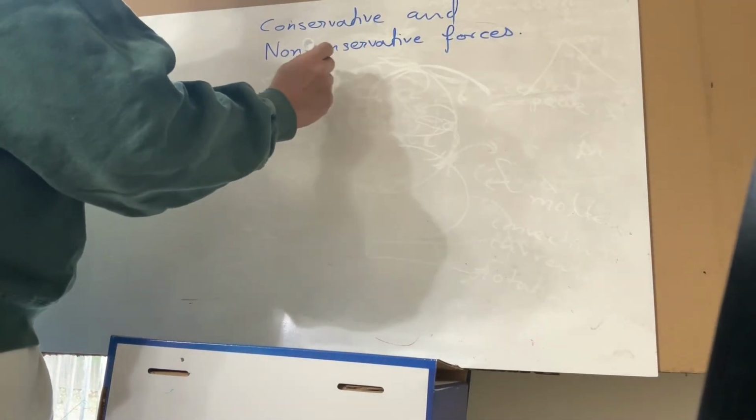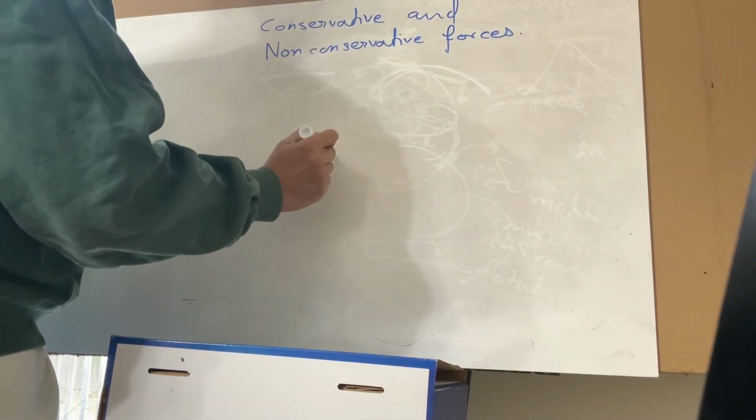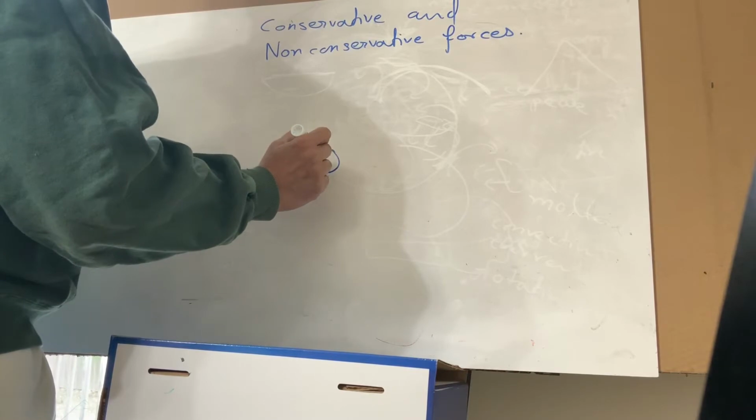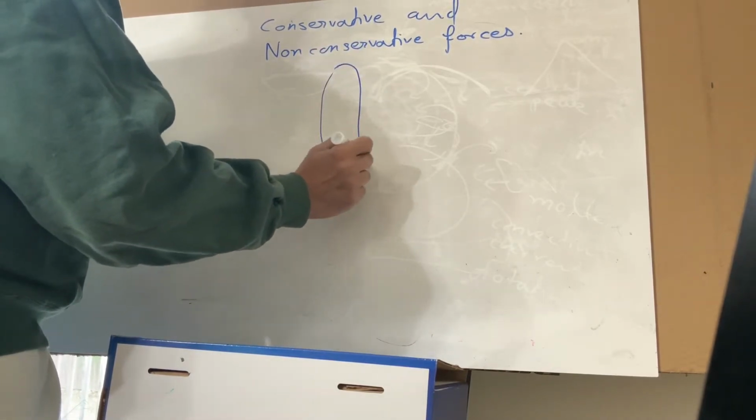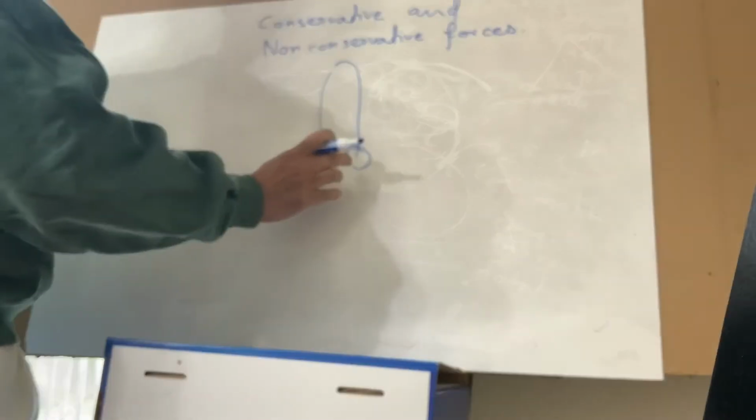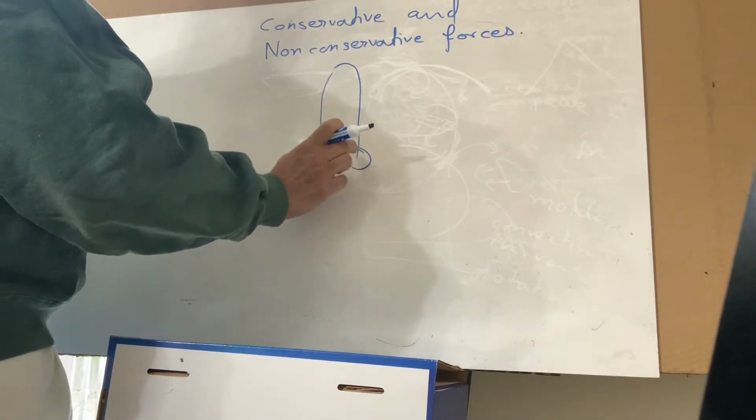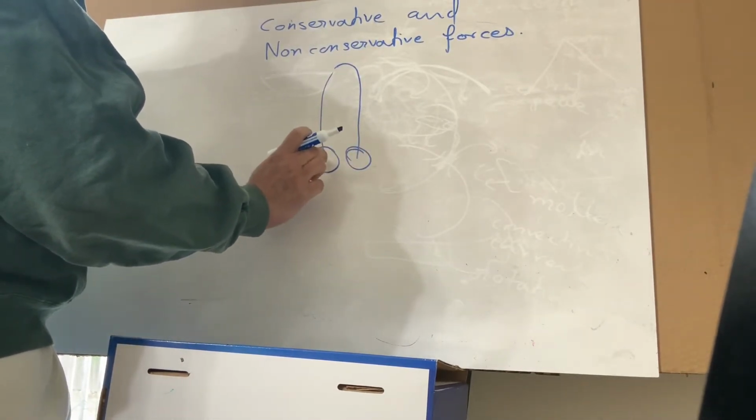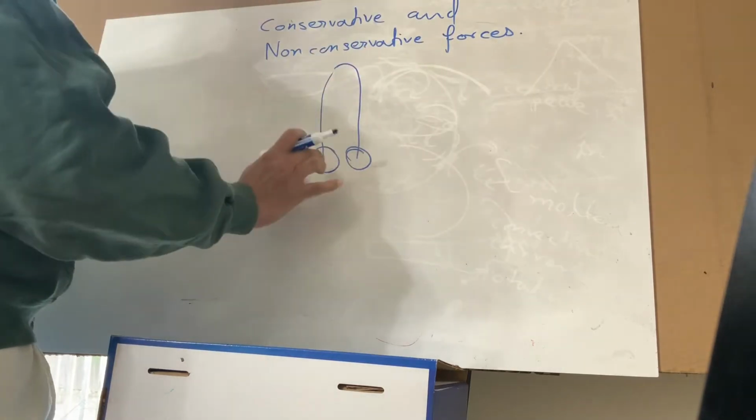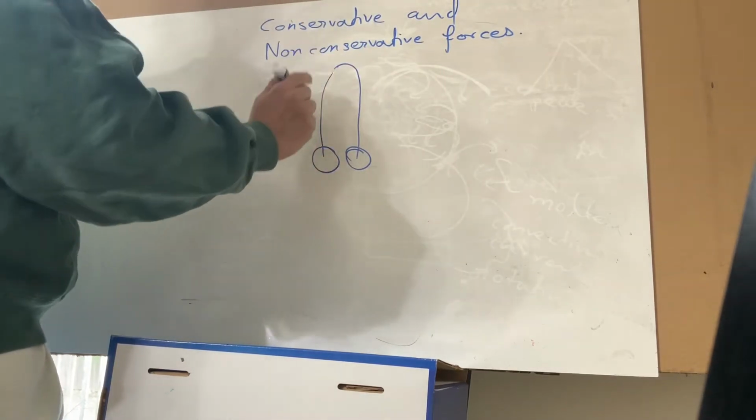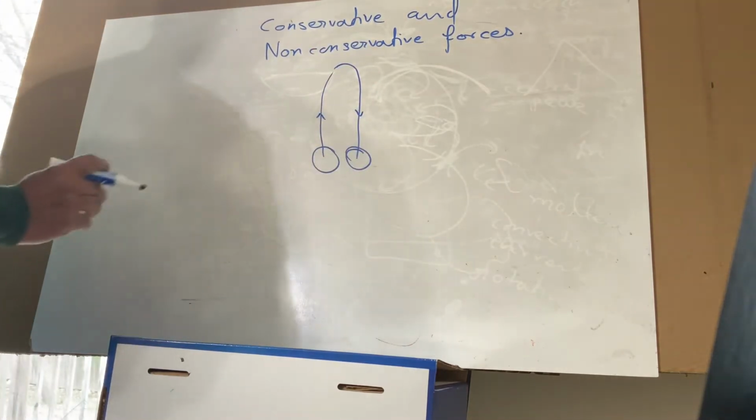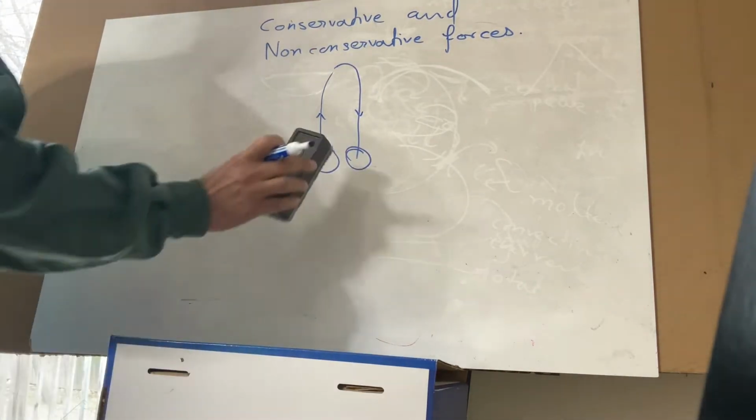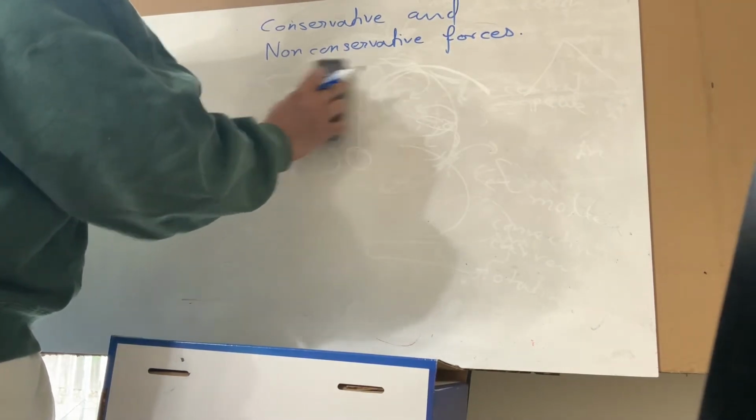For example, in the case of gravity, if I throw an object up, when it comes back down at the same level, it will have the same speed. In other words, the kinetic energy is not lost. So if there's no air resistance, this object will go up and come down at the same speed. So no energy is lost.